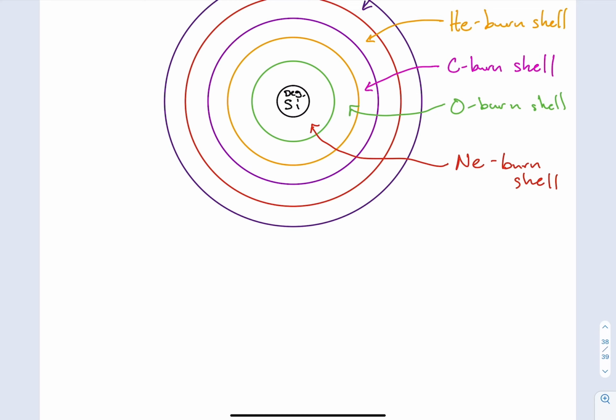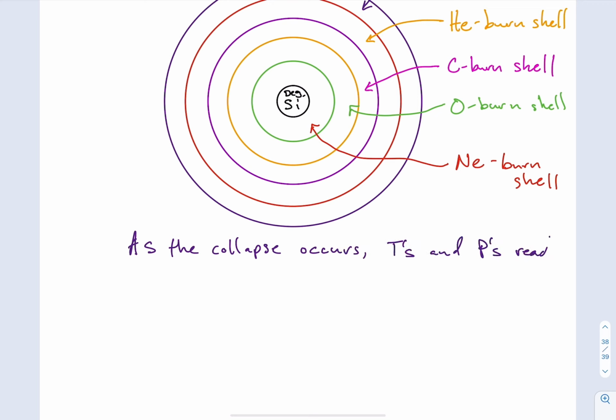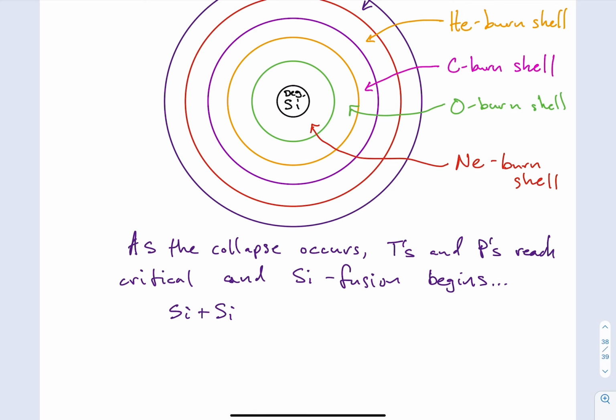We can say as collapse occurs, temperatures and pressures reach critical and the silicon is ignited. As the collapse occurs, temperatures and pressures reach critical and silicon fusion begins. This fusion process combines silicon with silicon. So we take silicon plus silicon, and if you look at a periodic table, this will produce iron, and some energy.